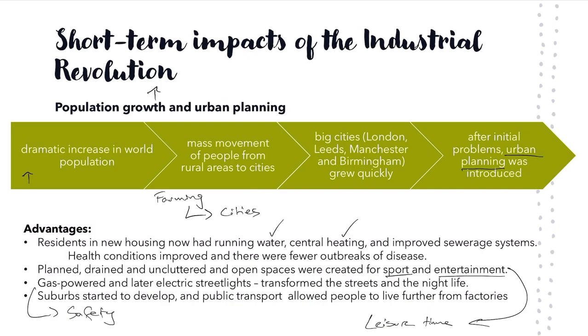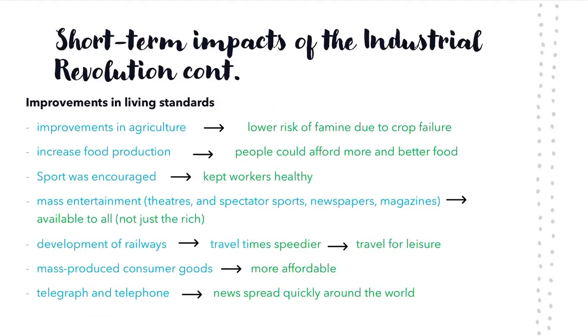Moving on, we'll have a look at some of the other short-term impacts of the Industrial Revolution, and potentially you could expand on these in your notes as well. So improvements in agricultural technology meant a lower risk of famine due to crop failure. If there's a lower risk of famine, again, it adds to population growth because fewer people were passing away or getting diseases due to lack of food.